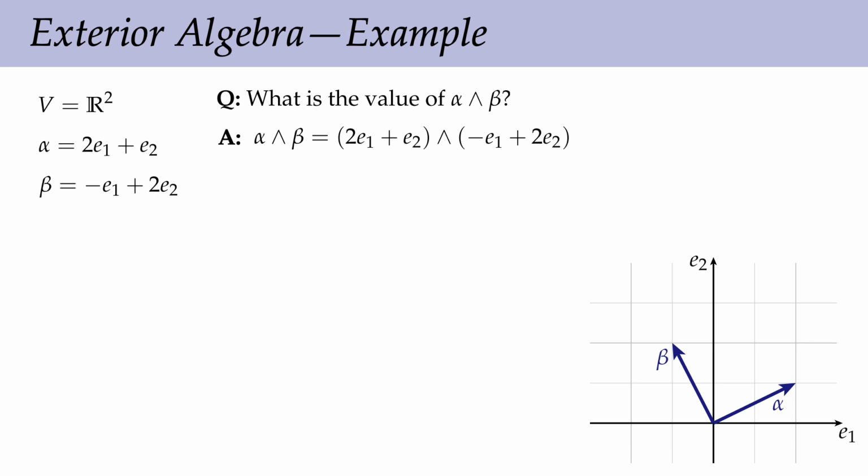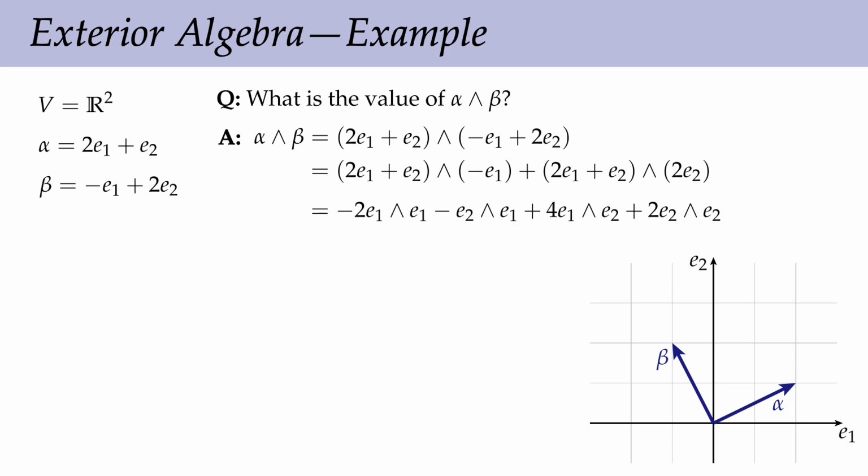Well, one we had nice pictures for was the fact that the wedge product distributes over addition. So I could break up one of these terms, let's say the second one, and say now (2e1 plus e2) wedge minus e1 plus (2e1 plus e2) wedge 2e2. I could then distribute again over the first term, and now I get minus 2e1 wedge e1 minus e2 wedge e1 plus 4e1 wedge e2 plus 2e2 wedge e2.